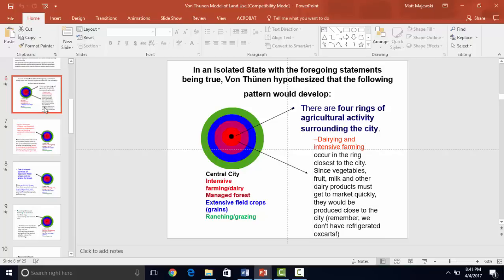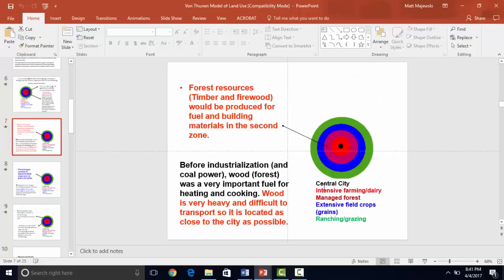Secondly, the next ring around that market is going to be the forest ring. Remember, timber and firewood are going to be produced as fuel or building materials here. Wood is heavy, so von Thunen said that'll be the next ring around the city so that the people that live in that city still have close access to that very heavy wood that they depend on.